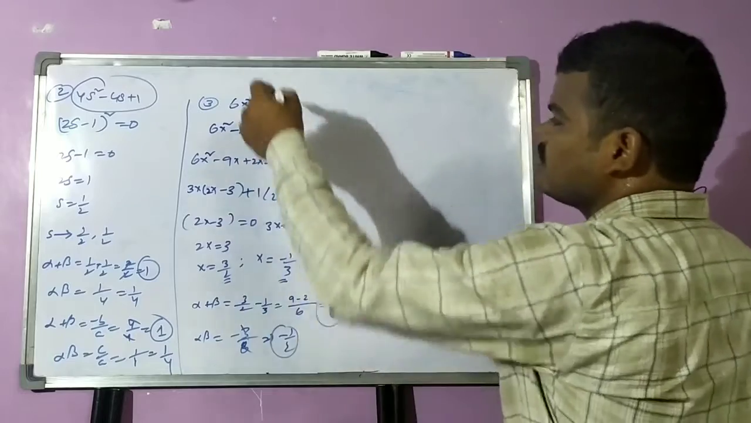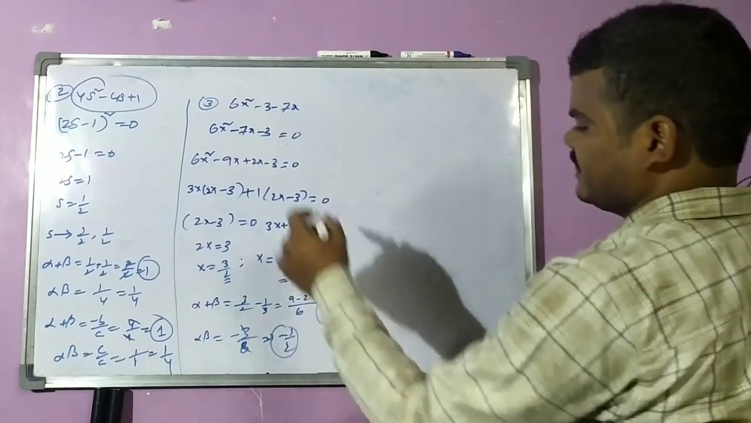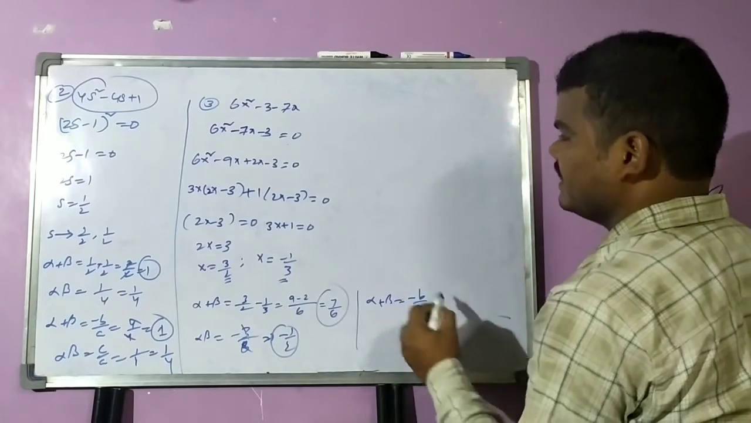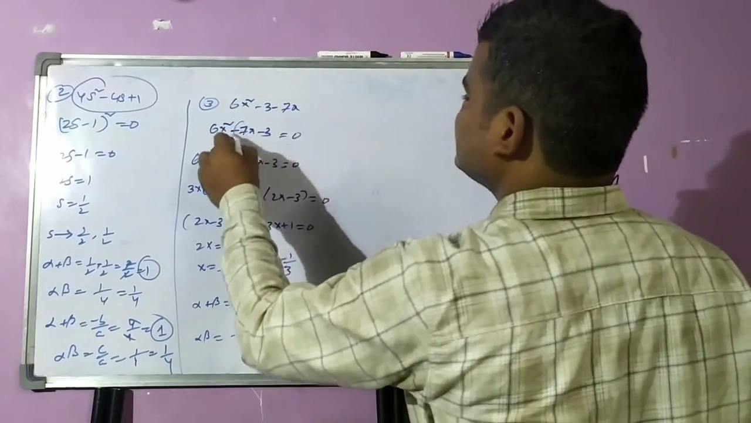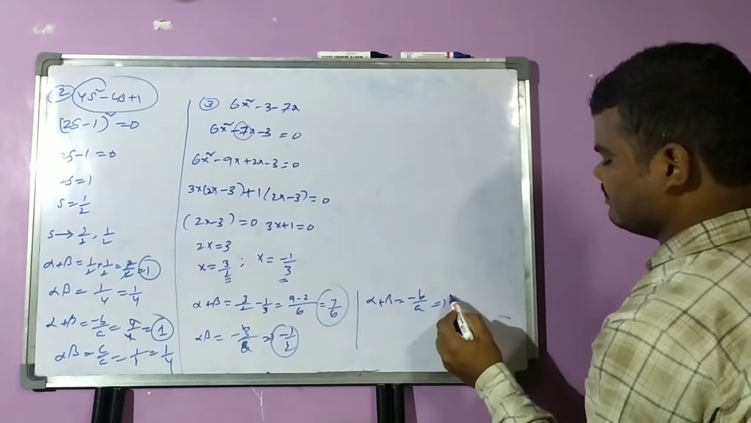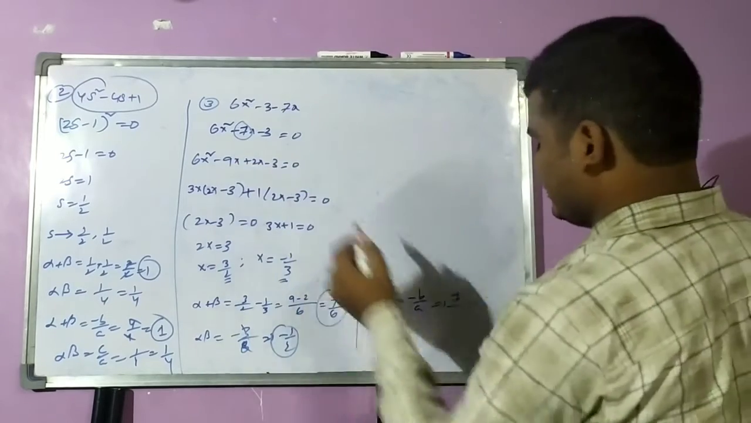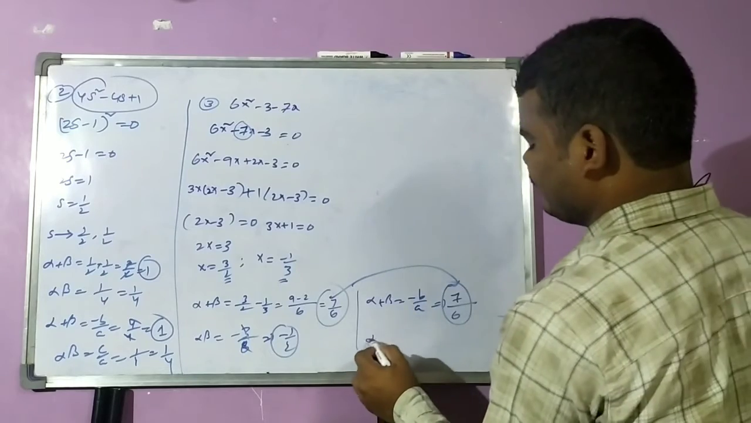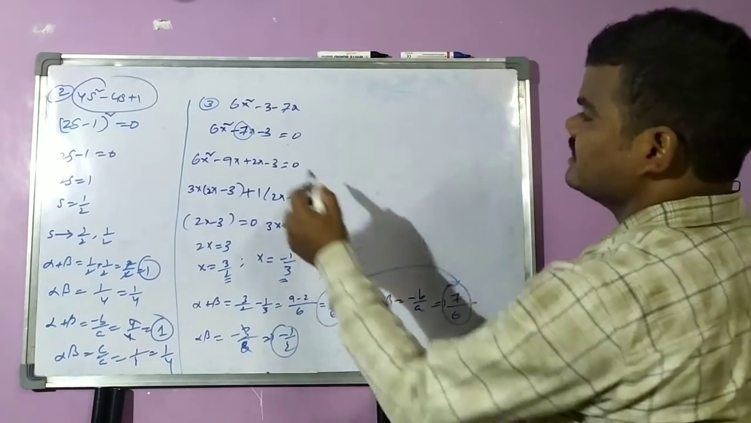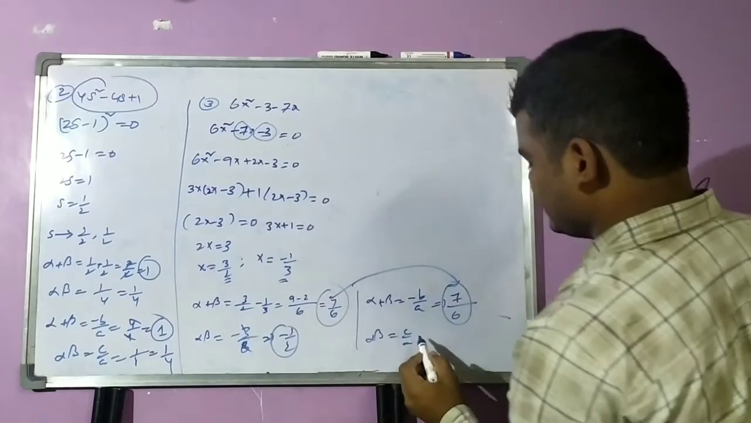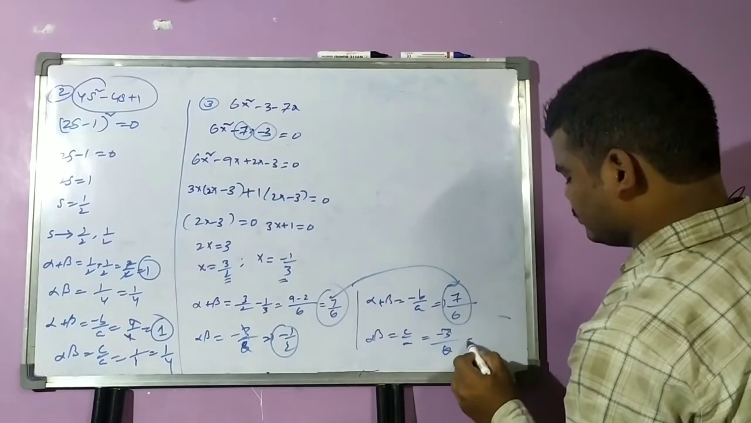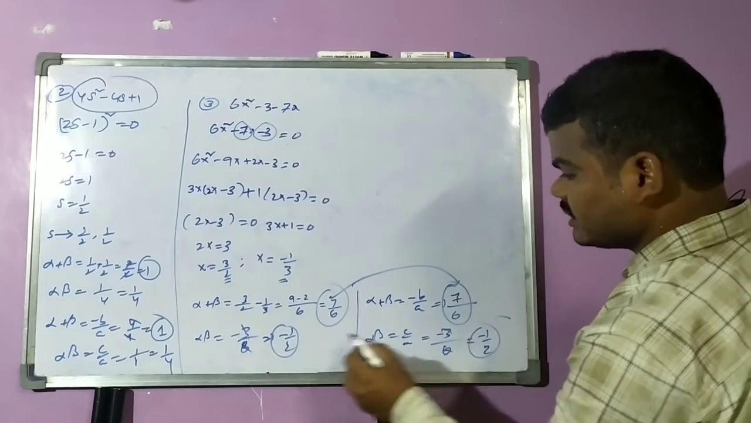Now check the coefficients. Alpha plus beta is minus b by a. Minus b means here is minus 7. Minus of minus 7, plus 7 by a value is 6. 7 by 6. 7 by 6 verified. Alpha into beta is c by a. C value here minus 3, minus 3 by a value is 6. 3 ones are 3, 3 twos are 6, minus 1 by 2. Here is minus 1 by 2.